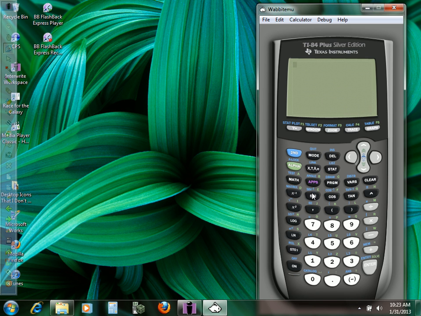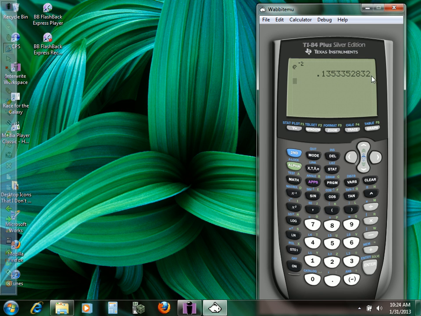We have an e button. The e button is second ln. We have this ln button here. Second ln gives us e, and it gives us the exponent symbol. All right, so we have e to the something power. Now we have e to the negative second, so for the exponent we put negative second. And then we hit enter.